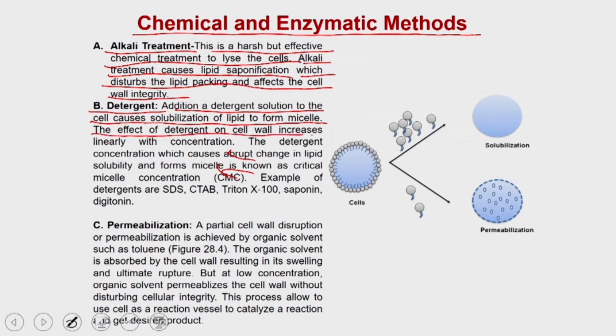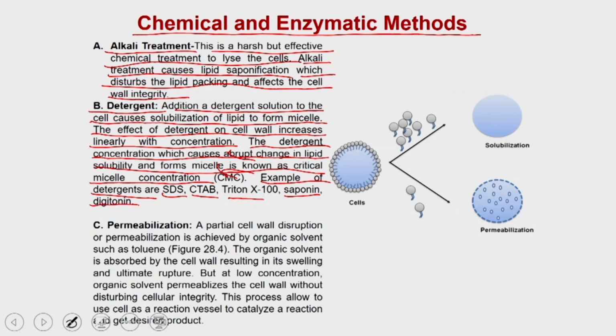The effect of detergent on the cell wall increases linearly with the concentration. The detergent concentration which causes an abrupt change in lipid solubility and may form micelles is known as the critical micelle concentration, or CMC. Examples of detergents which people use very often for cell disruption are SDS, sodium dodecyl sulfate, CTAB, Triton X-100, saponin and digitonin.